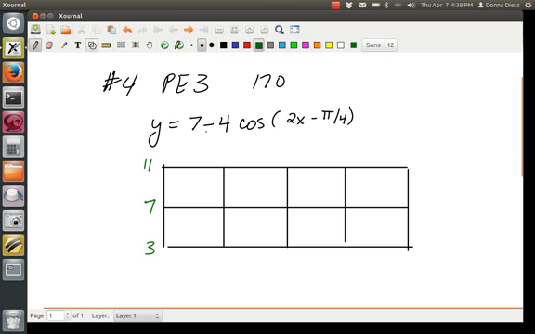And since it's a negative, I'm going to flip the cosine graph upside down when I draw it. So normally cosine looks like that, and sine looks like that, but I'm going to flip the cosine upside down, so it's going to actually look like this.